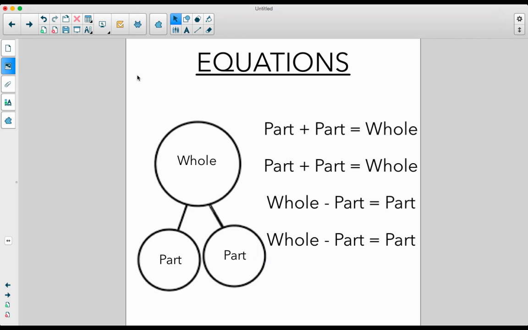When we talk about part whole, we have 4 equations that match up with it. We can add this part and this part to make the whole. We can add this part plus this part to make the whole. And then if we start with the whole and we take away a part, we end up with the other part. And if we start with the whole and take away that other part, we end up with the other part. This is the thing that kids often forget. So when we're doing missing addends, if they have a really strong basis in part whole, they can figure out all the relationships between the numbers, but they first have to have this relationship.